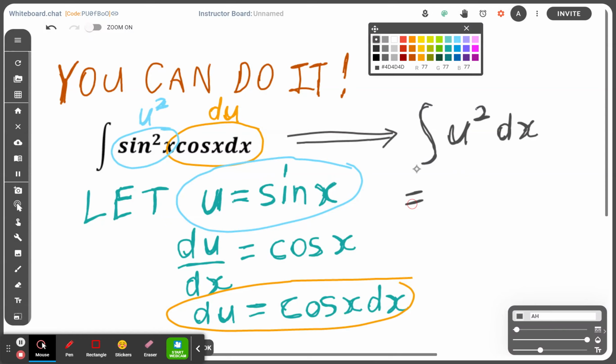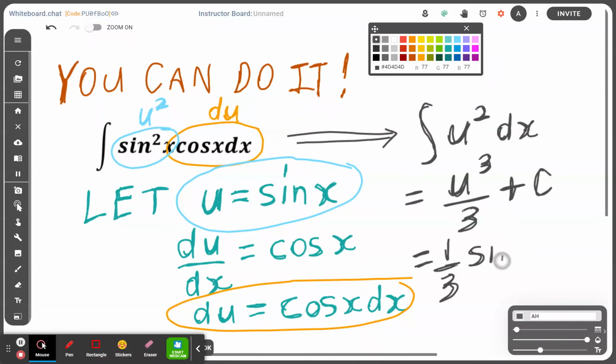Again, if you go back to the basics, you add the exponent by 1. So it's going to be u to the power of 3, divided by the new exponent, which is 3, plus a constant, right? And of course, that's going to be 1 divided by 3. u is going to be sin x, so it's going to be sin x in brackets to the power of 3, or you can write it like this, sin cubed x plus c.